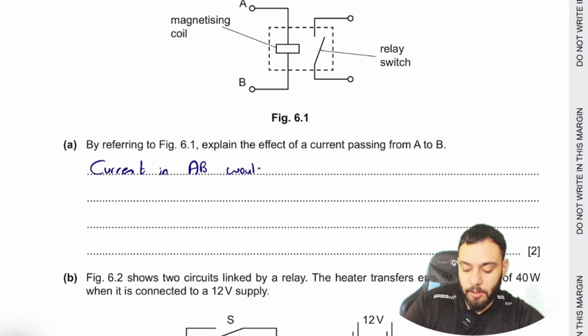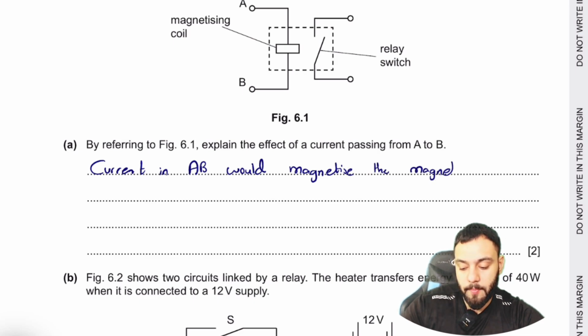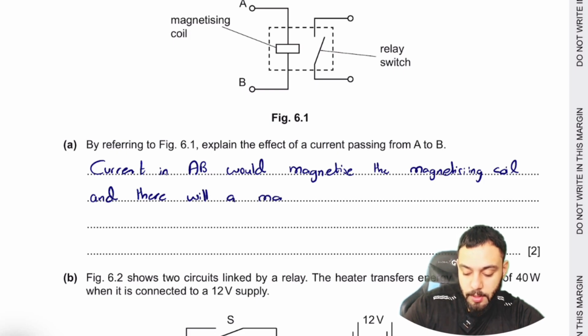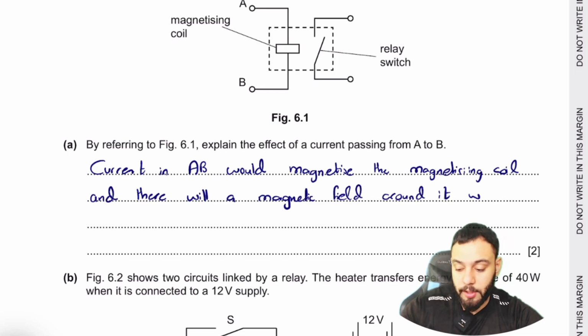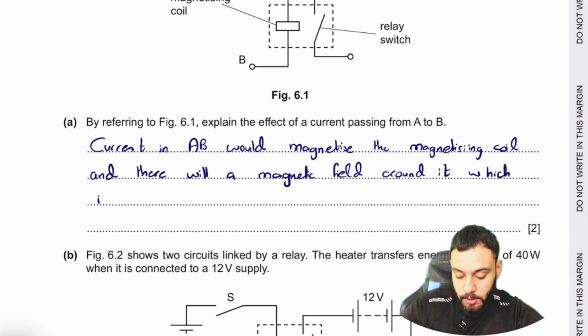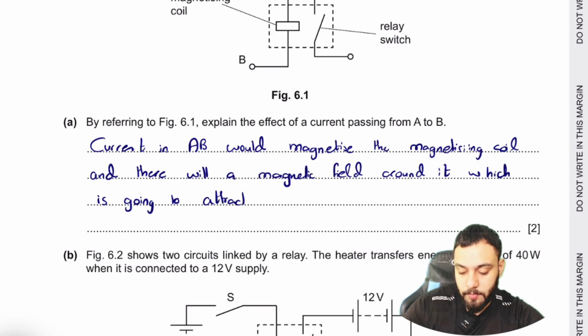would magnetize the magnetizing coil, and there will be a magnetic field around it, which would attract the relay switch. So that's it.